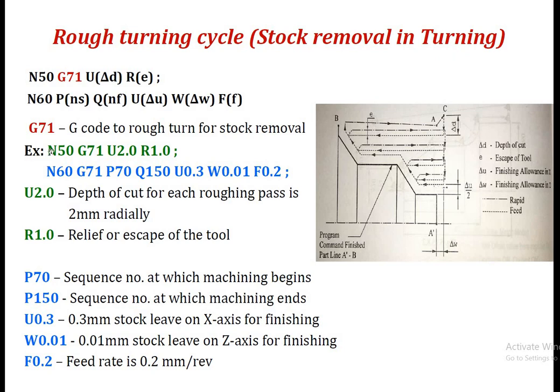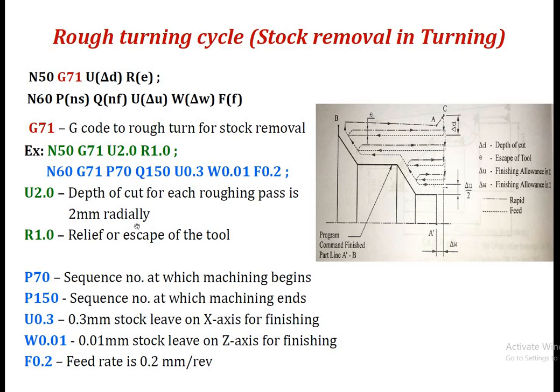So these two blocks are there for the rough turning cycle, and the next blocks will be for the machining operations. The next block will be N70, from which the machining begins. So this number 70 represents the sequence number at which machining begins. And after some blocks, the machining operation will end.